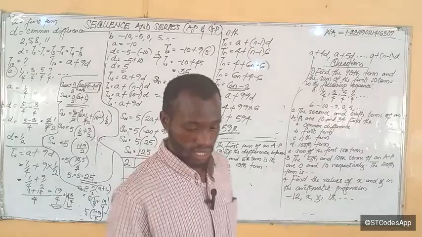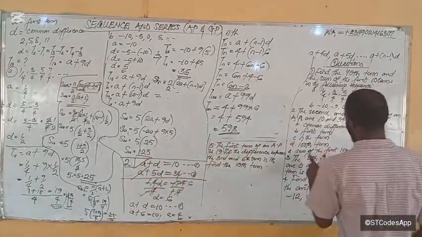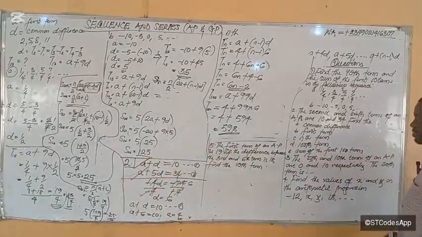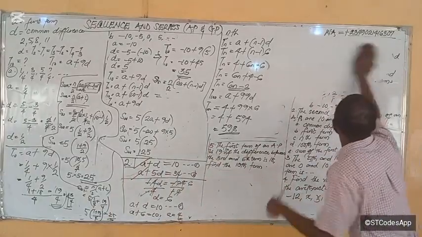Then let's now solve the E question. It said, find the sum of the first 100 terms. The sum of the first 100 terms.